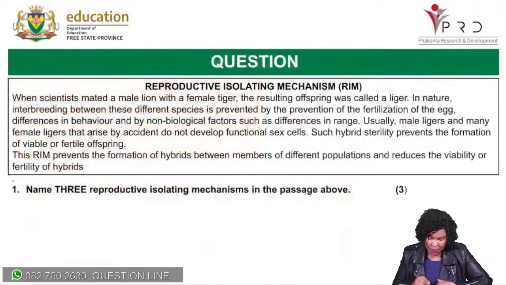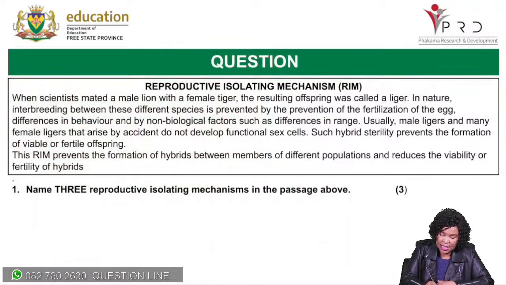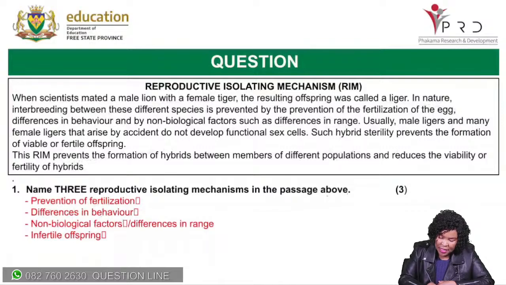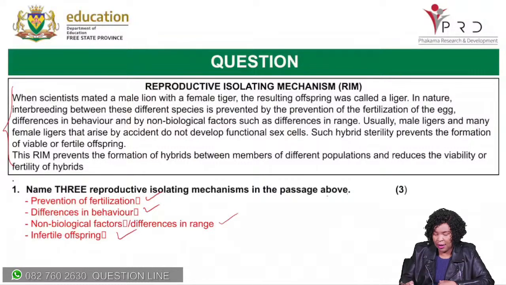And then the last part, this is just an extract on reproductive isolating mechanisms. Name the 3 reproductive isolating mechanisms in the passage above. You have this as your worksheet. You can work on it and look at all the reproductive isolating mechanisms that appear in this passage. Those will be prevention of fertilization, differences in behavior or different courtship behavior, non-biological factors or differences in the range, and then infertile offspring. All of those, you are going to get them from that paragraph over there.